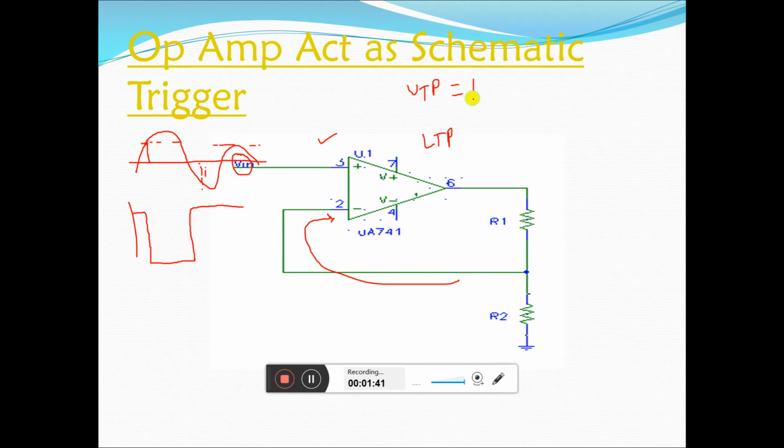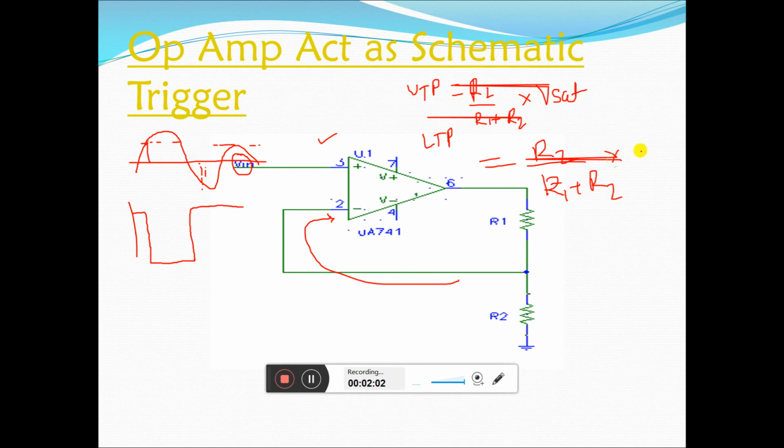Here the equation is R2 divided by R1 plus R2 multiplied by positive V sat. And what about the lower trip point? It is again R2 divided by R1 plus R2 multiplied by negative V sat. This is the formula. The difference between the upper trip point and the lower trip point is known as the hysteresis. So this is overall about the Schmitt trigger.